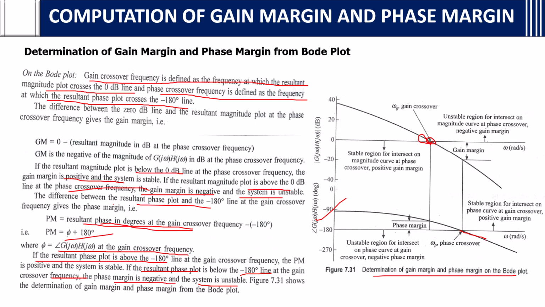So figure 3.1 shows the determination of gain margin and phase margin from the Bode plot. If you see here, in the same way as for the gain margin, for the phase margin also, the stable region for the intersection on the phase curve at gain crossover gives a positive phase margin, and the unstable region gives a negative phase margin. If it is this side, it is unstable and negative, and if it is this side, it is stable and positive.